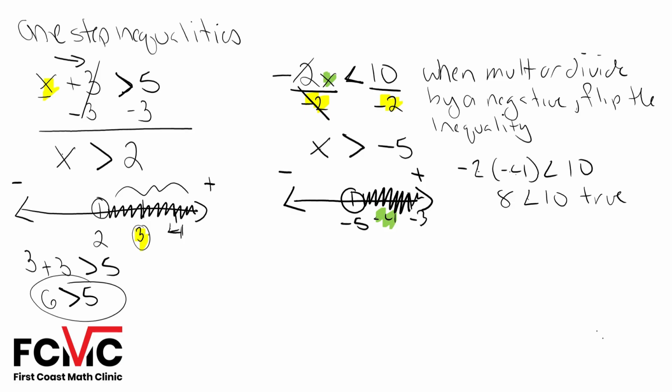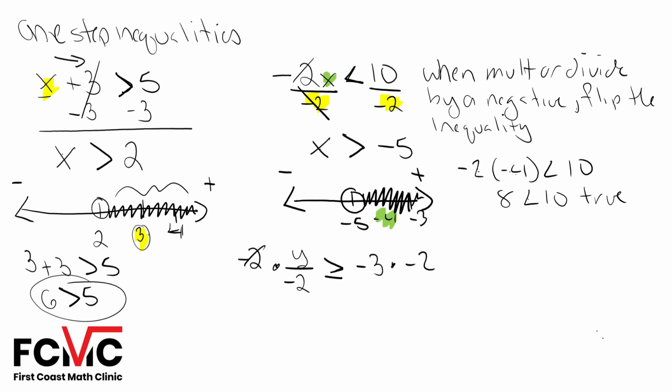Let's do one more practice problem before we get into our examples. So what if we have y divided by negative 2 is greater than or equal to negative 3. Now we're dividing by negative 2. We want to get the y by itself. So to undo dividing by negative 2, we have to multiply by negative 2 and multiply by negative 2.